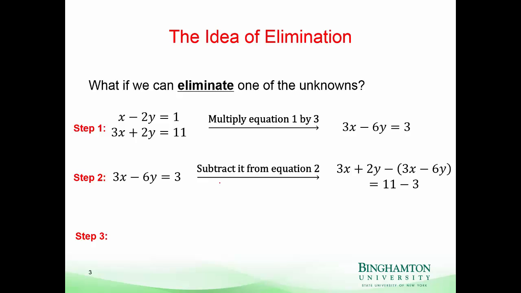So there it is. We are going to subtract 3x plus 2y, that's this part, minus 3x minus 6y, that's this part, on one side, and on the other side we're going to have 11 minus 3. And when we do that, if we notice that the x's cancel, we're left with 8y is equal to 8.